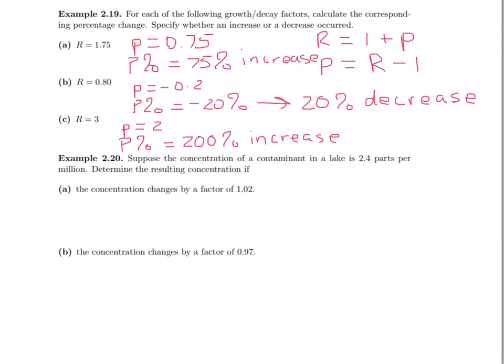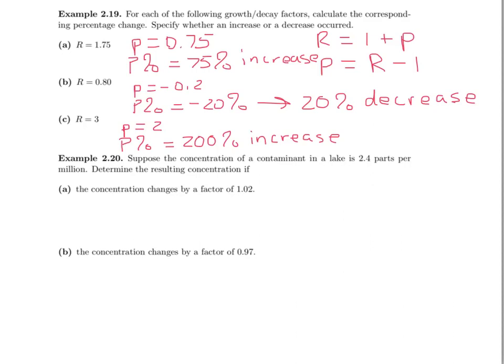Suppose the concentration of a contaminant in a lake is 2.4 parts per million. Determine the resulting concentration if, and then we have two different considerations. Let's look at part A. In part A, the concentration changes by a factor of 1.2. Our goal is to determine the resulting concentration afterward.